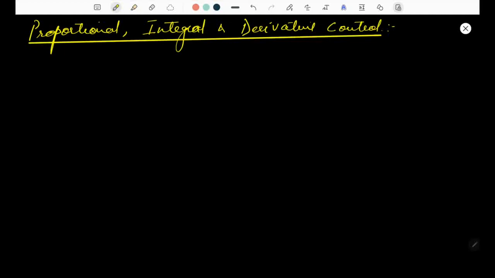So in this lecture we are going to discuss proportional, integral and derivative control. These are a few different types of control actions. They are automatic control actions. In this we are going to learn how to control the system and decrease the error, by proportional, integral and derivative actions.